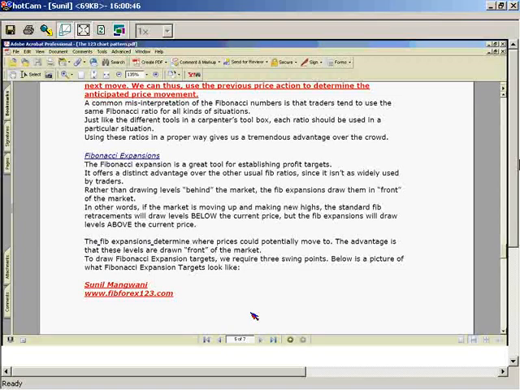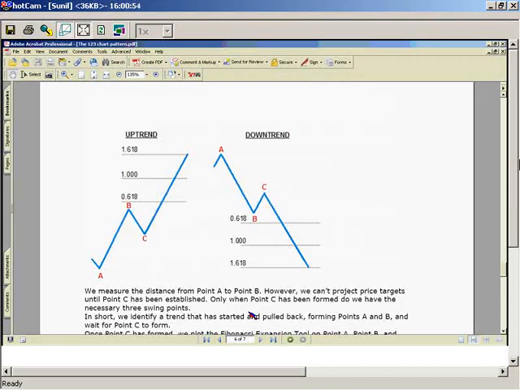Now to draw fib expansions, you require 3 points. For any fib retracements, you require 2 points, but expansions require 3 points. So this is the logic. Let's talk about an uptrend since we are following one uptrend.